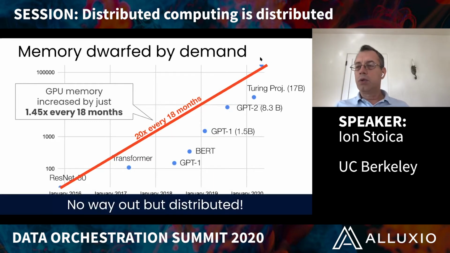And this is true for memory as well. Over the past 4 years, the GPU memory has increased about 1.5 times every 18 months, while the model size has increased 20 times. And unlike processing, we cannot do much about memory in the way of specialization, as we still need a few transistors to store a single bit of information. Thus, to support these machine learning workloads, there is no other way than distributing these workloads.